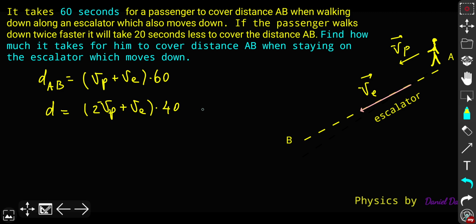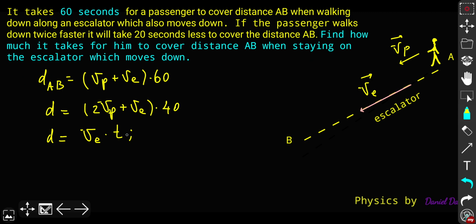All right, so let's move to the next one. You need to find how long it takes for him to cover the distance when staying on the escalator, which moves down, of course, with the same velocity. So what it means now, when staying on the escalator, the velocity of the passenger is basically 0 relative to the escalator. That's why we are left with VE, the velocity of the escalator, times the time that we want to figure out. So finally, that's the time that we want to find.